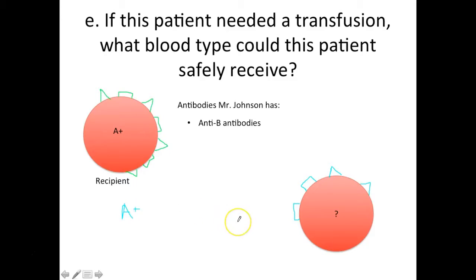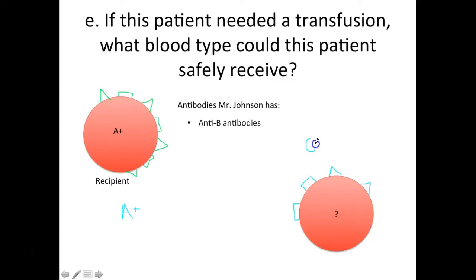Now we can't give AB blood because that means that we would have the B antigen on our cell surface. So that's out. We can't give type B blood either because that obviously is going to have B antigens on its cell surface. So we're left with type O. And type O, let me see if this is going to let me erase. I don't think it is. So type O, we know, is going to have no antigens on its cell surface.